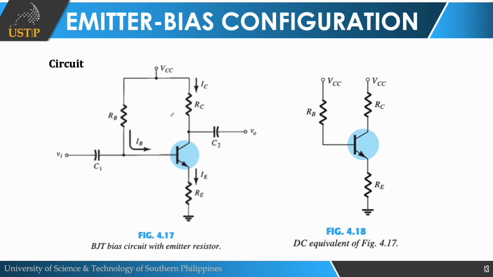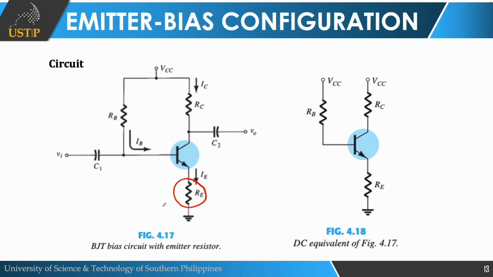Okay, this is the second configuration for the DC biasing. We have the emitter bias configuration. So it's basically the same as the fixed bias configuration, except that we are now adding a resistor that is connected in our emitter terminal. That's the only addition from the fixed bias configuration. So this is added to increase stability of the whole circuit.